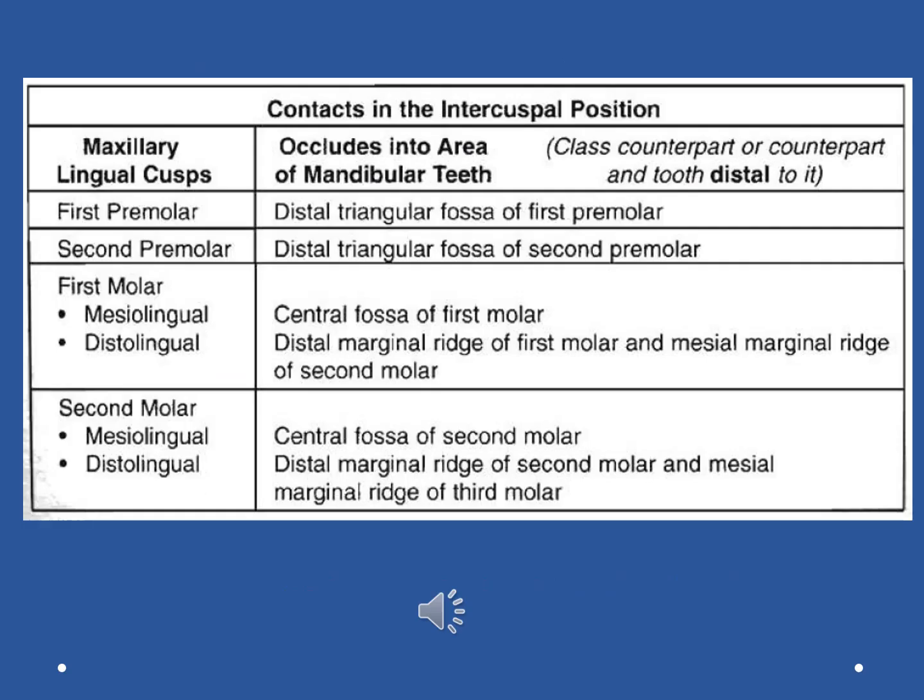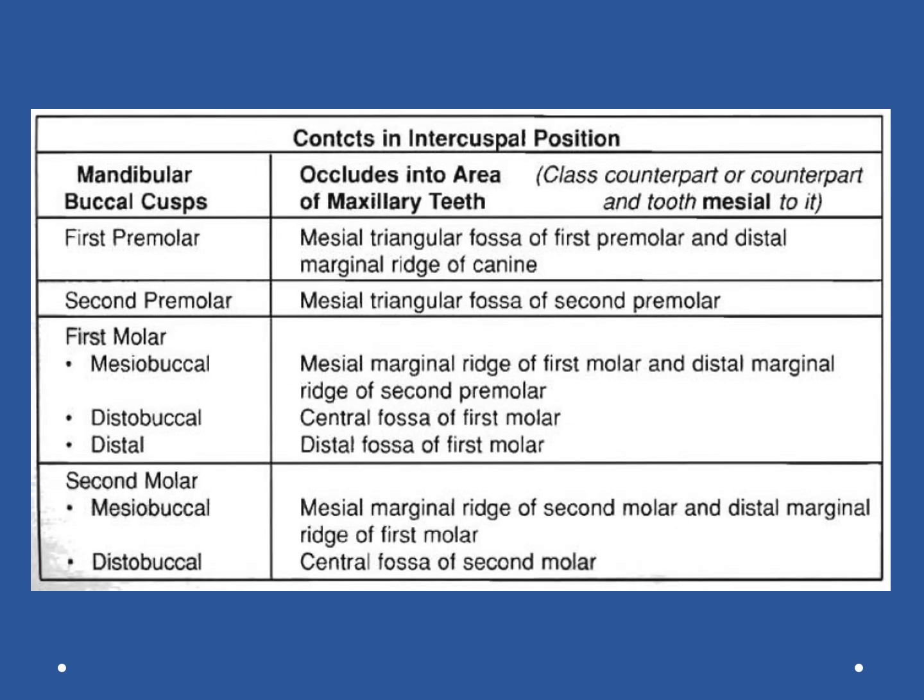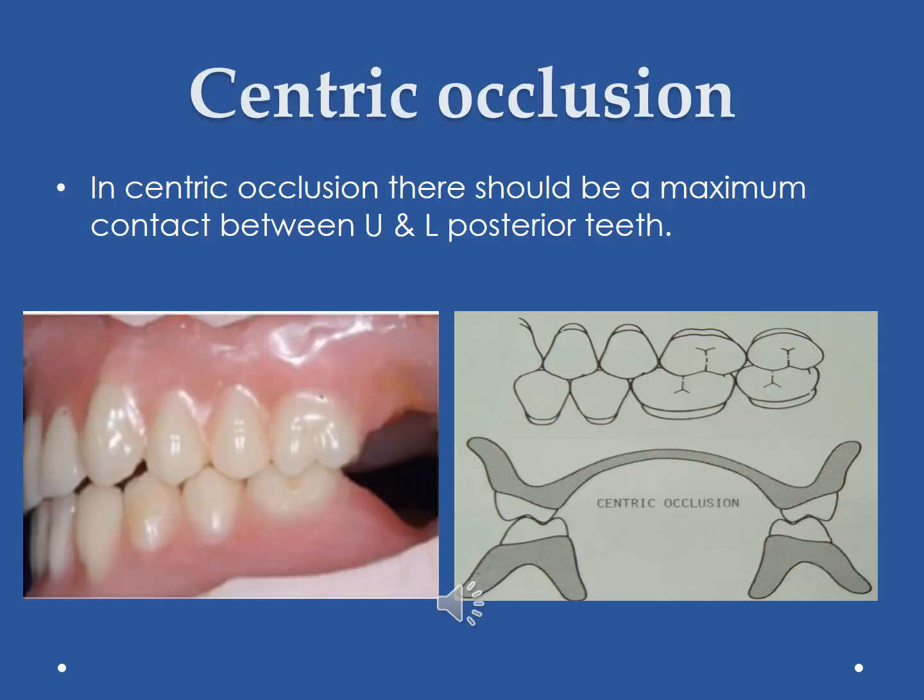Now you should go through the tables in this slide and the next slide and know the contacts in the intercuspal position. So every cusp contacts with the opposing fossa or marginal ridge. You should know these by heart. So in centric occlusion, there should be maximum contact or maximum intercuspation between upper and lower posterior teeth and no contact between upper and lower anterior teeth.